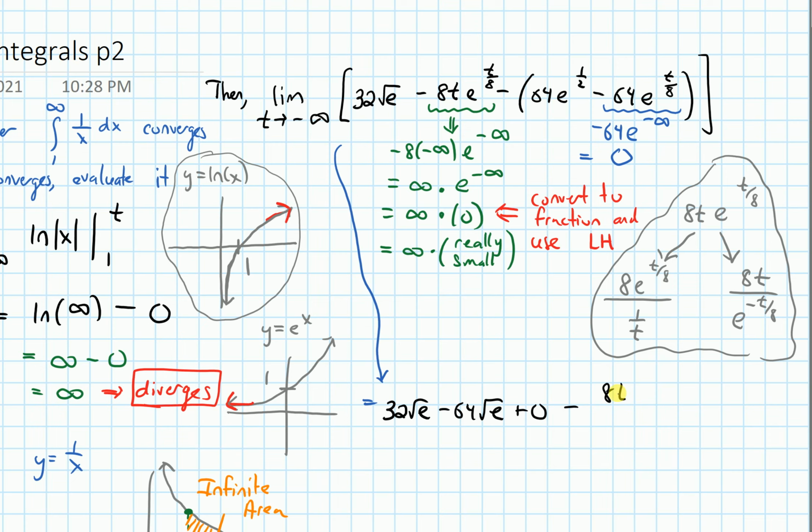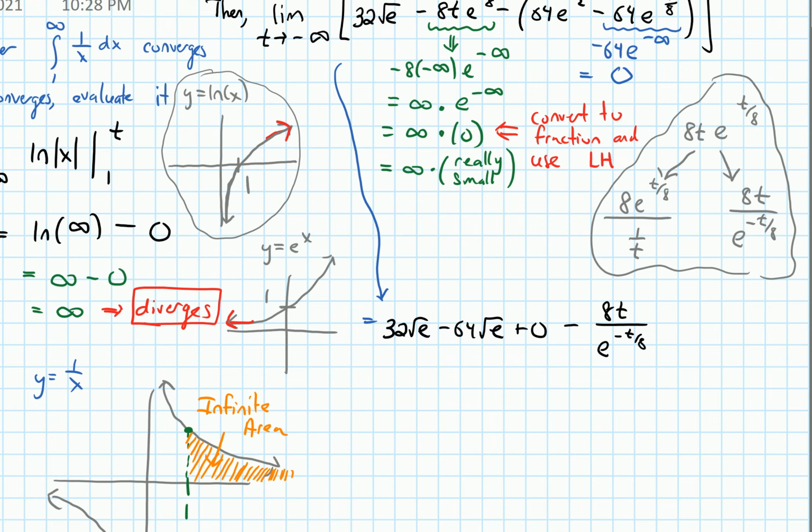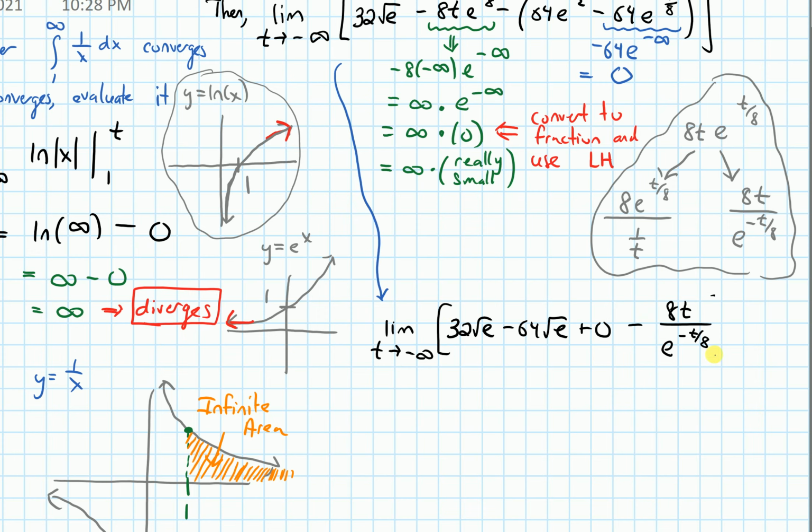I'll get 8t over, bring the e part down, e to the negative t over 8. I could technically write it as a fraction either way, in either of these two forms. The second one just seems like it's going to be easier to do the derivative of on the top and the bottom, which is why I picked it. Okay, so, whoops, I forgot to write the limit in front of this. Let's go ahead and put that in. All right, so I need the limit as t goes to negative infinity of this entire expression.